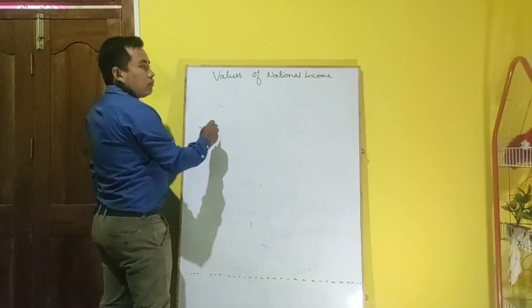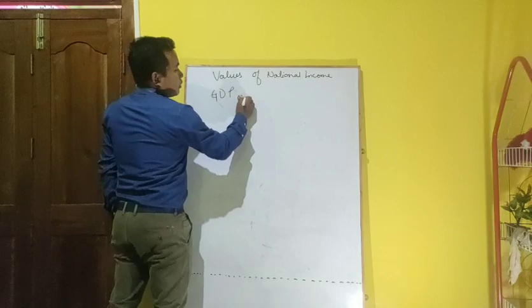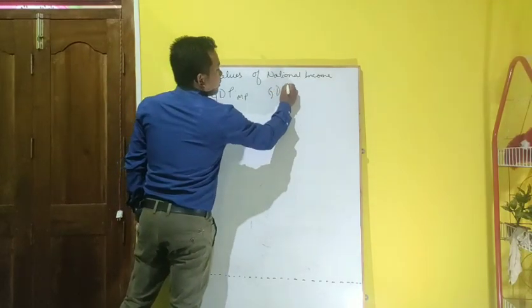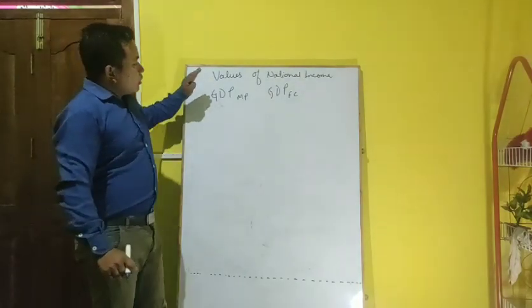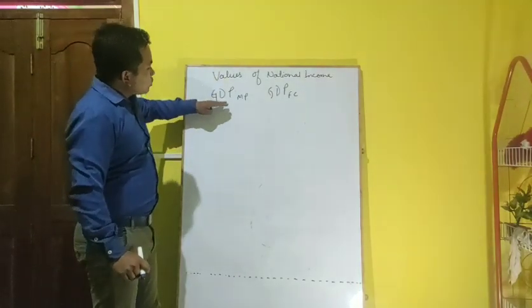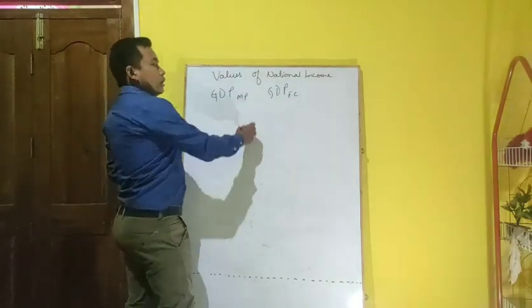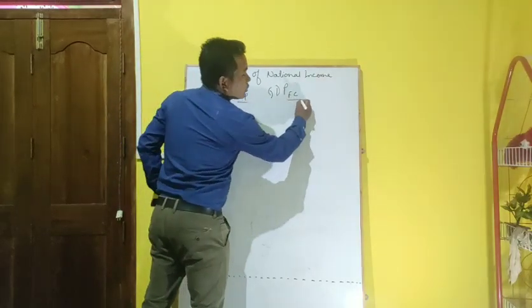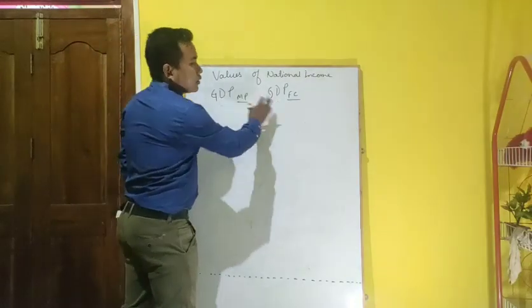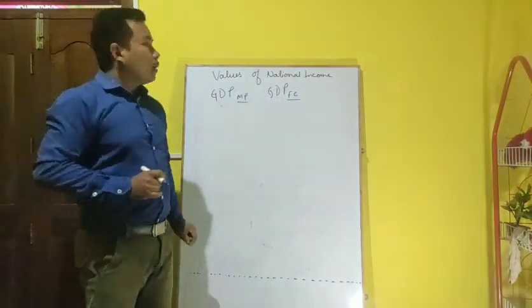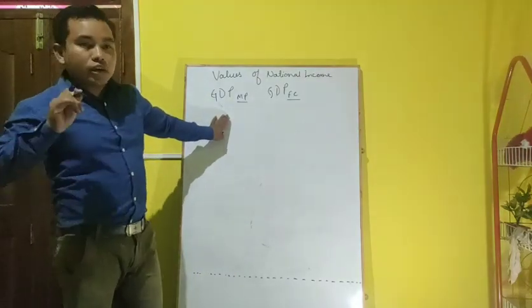In the values of national income, we have come across things like GDP MP and GDP FC. From this we know that the first portion, that is GDP, remains the same. The difference here is market price and factor cost. That means the difference between one value of national income and another is very simple. That's why I will be showing an easy way to understand the different values of national income. Let's begin.